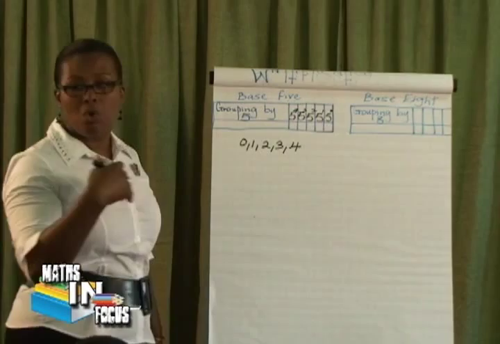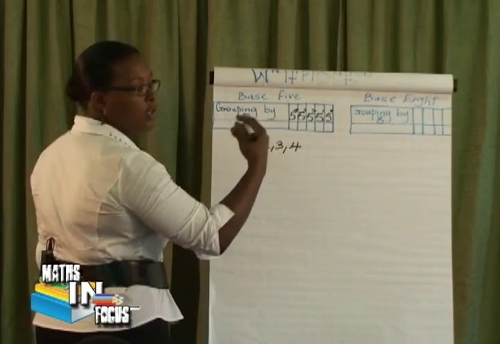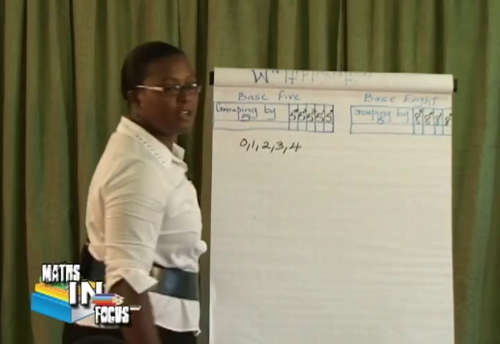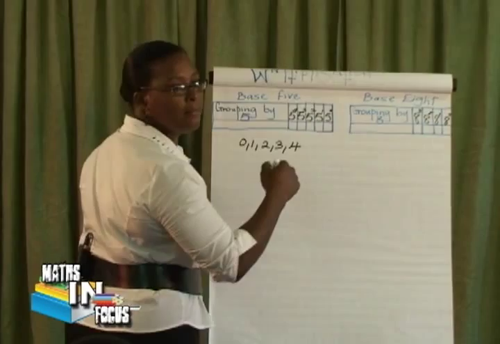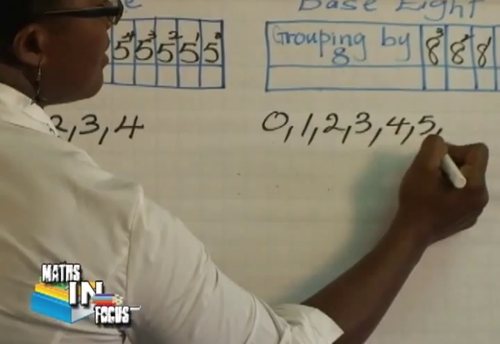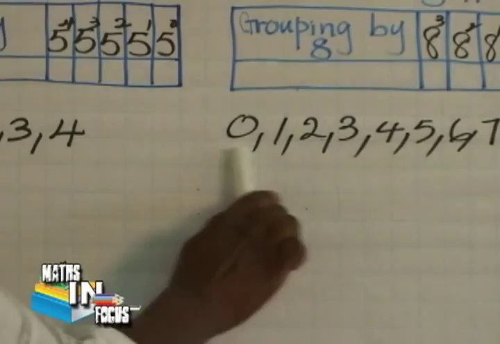Now let us go across to the base 8. We have 8 to the 0, 8 to the 1st, 8 to the 2nd, 8 to the 3rd. Neon, would you like to tell me the numbers that we're going to use in the base 8 system? 0, 1, 2, 3, 4, 5, 6, and 7. So there are 8 numerals here, but they end at 7.